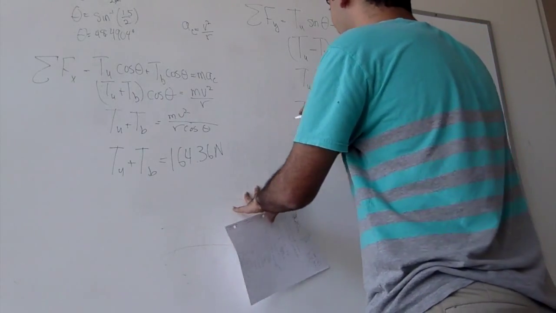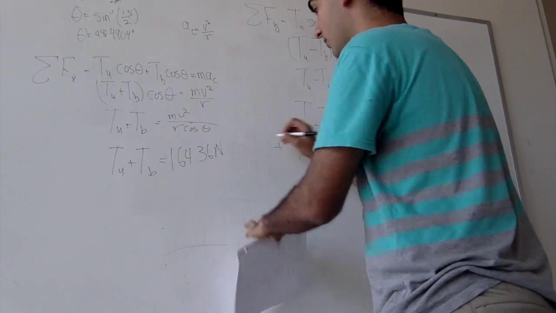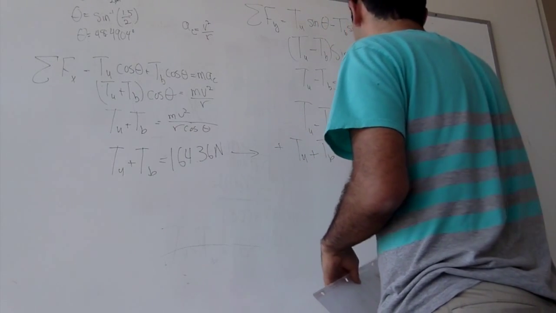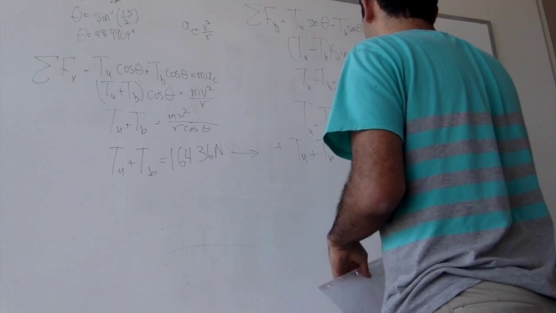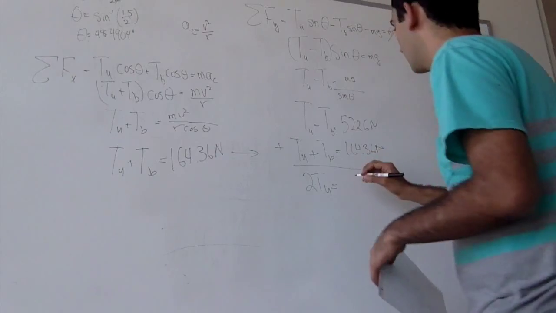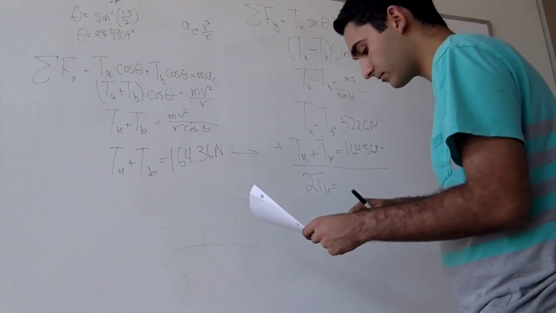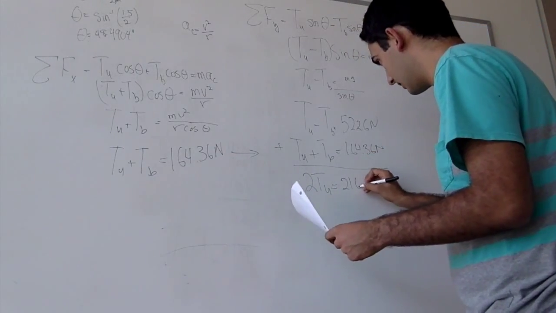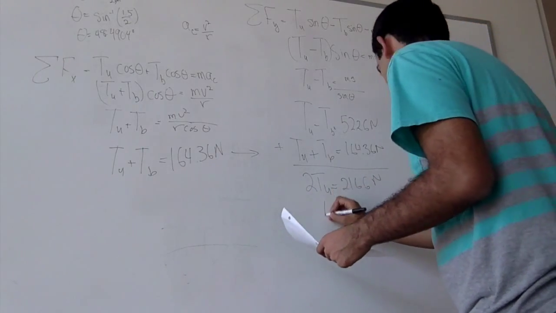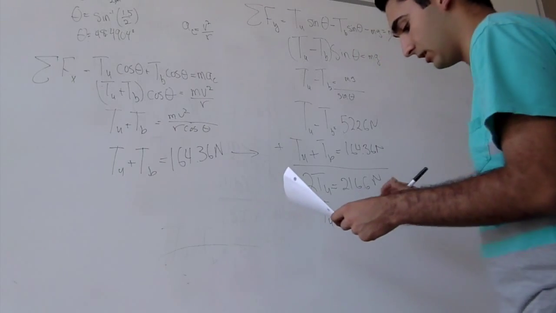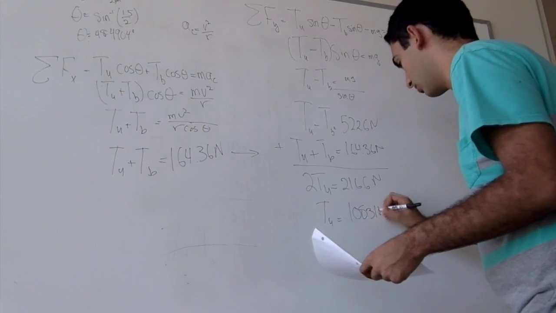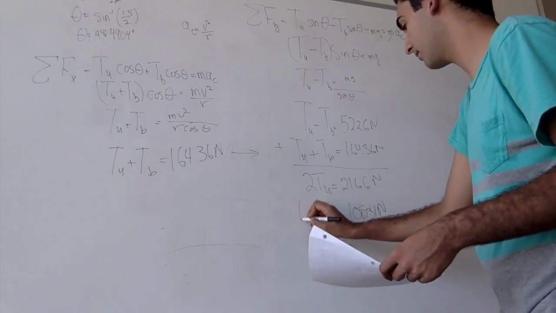Now we have T upper minus T below and T upper plus T below. If we add these two expressions together, with T upper plus T below equal to 164.36 newtons, then 2 T upper is equal to 216.6 newtons. So T upper is equal to 108.31 newtons. This answers part A.